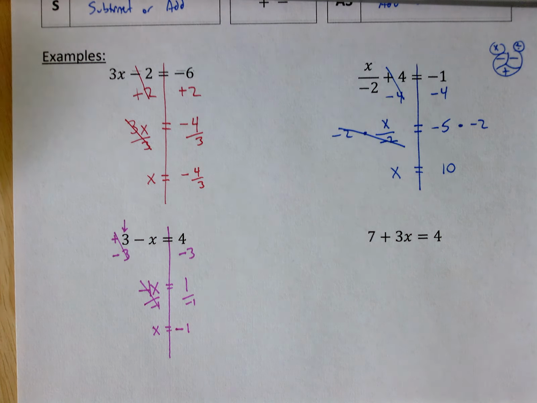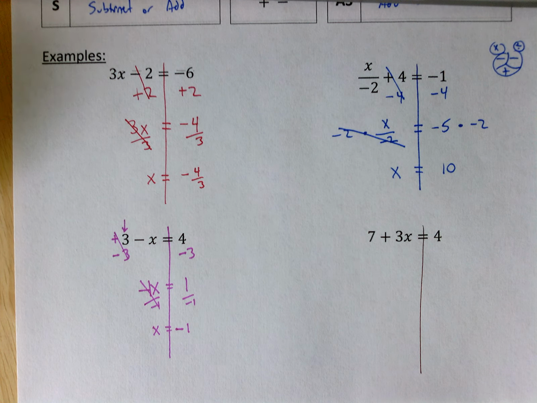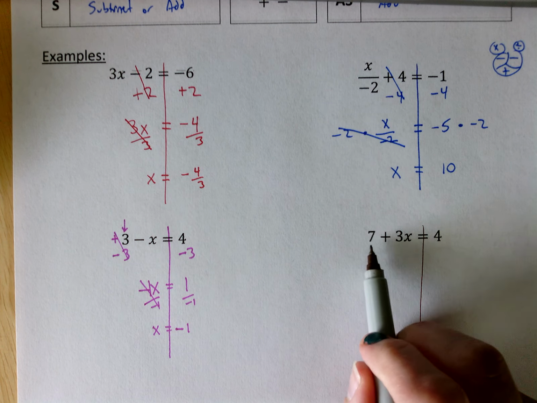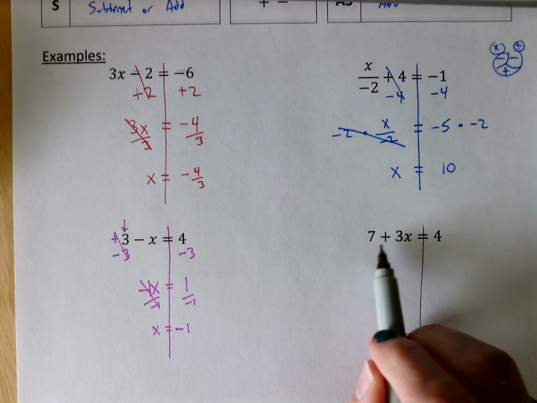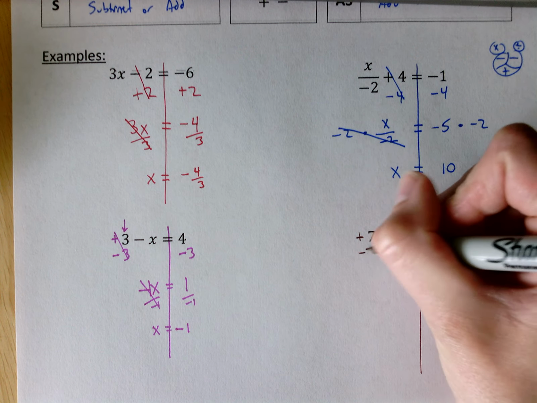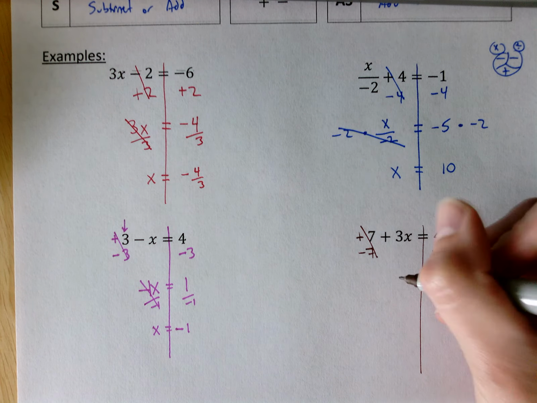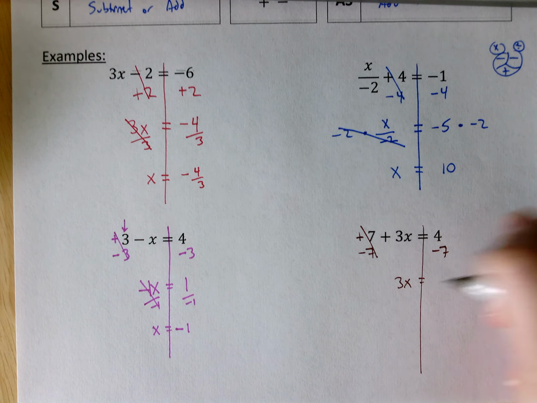All right, great. Last one. So this guy over here. Again, it sort of looks like it's backwards where you've got the 3x. Usually it's in front. So I'm going to start by getting rid of this guy. This is a +7. So my first thing is to subtract 7 from both sides. So that'll cancel. I'm left with 3x.